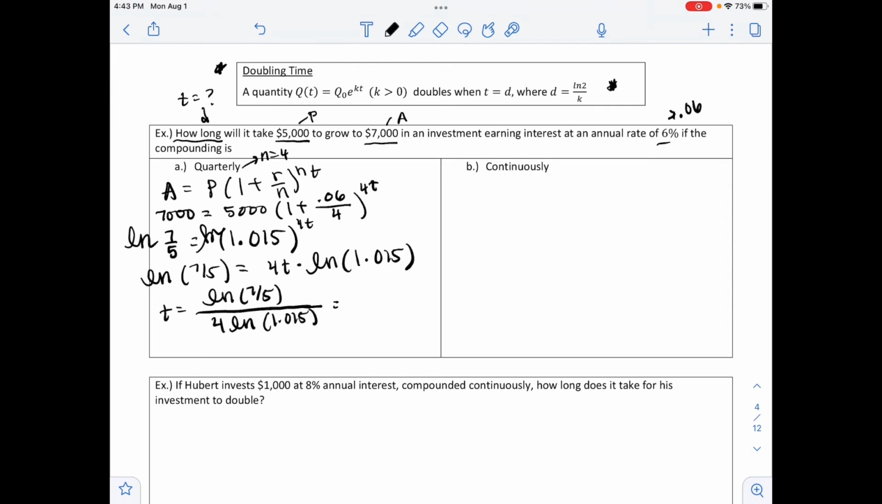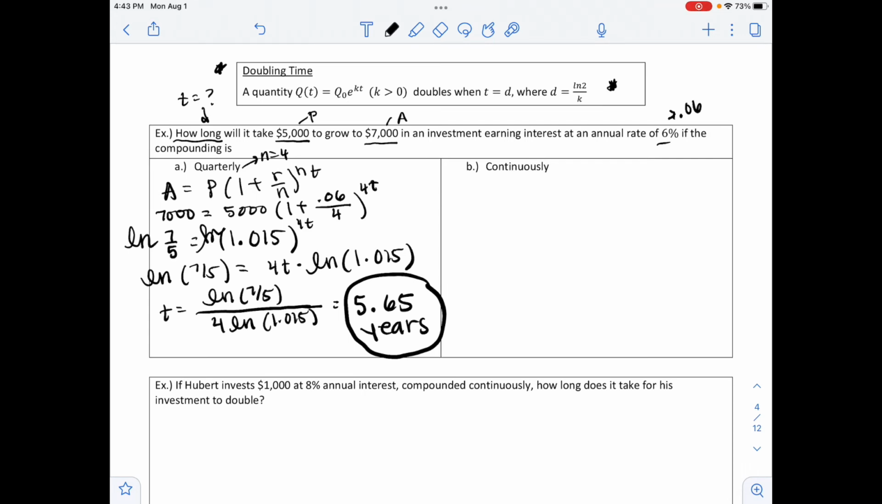I'm going to work this out and just round to 2 decimal places, and we get 5.65. And since we're dealing with time here, remember time with these formulas was expressed as years. So it's going to take about 5.65, a little over 5.5 years for this investment, which is $5,000, to grow to $7,000.